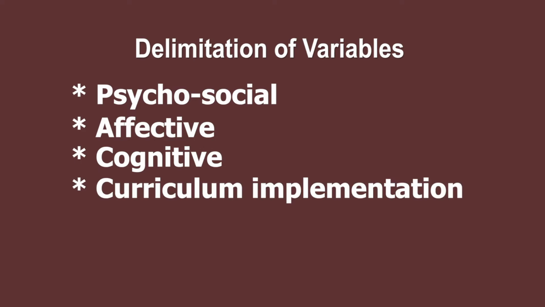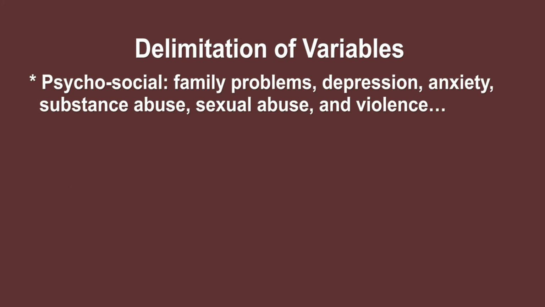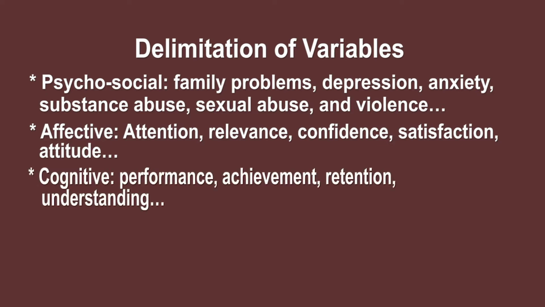But let's go back to the delimitation of the variables. The variables could be categorized into psychosocial, affective, cognitive, or curriculum implementation, or teaching methods, also called the pedagogical methods. Under psychosocial variables, we have things like family problems of the respondents, issues that have to do with depression, anxiety, substance abuse, sexual abuse, and violence. Under affective variables, you have attention, relevance, satisfaction, confidence, and attitude of the learners. Then cognitive variables include performance, achievement, retention, and understanding.